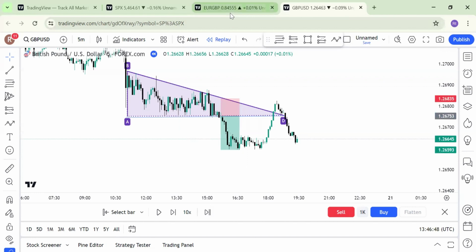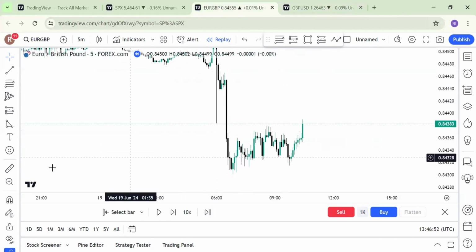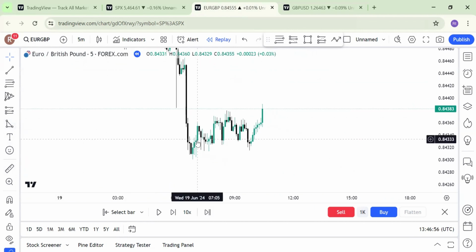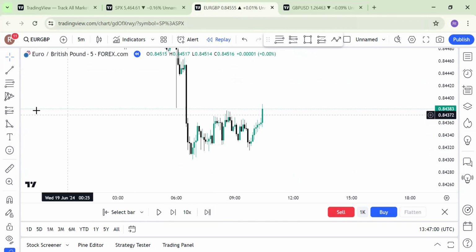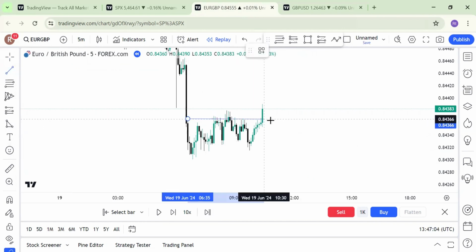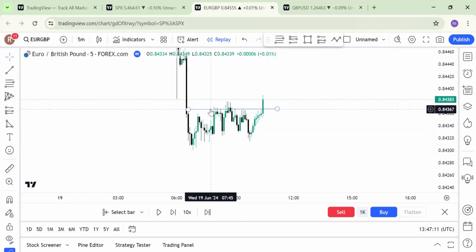So we are going to check also a perfect example of an ascending triangle right now. Ascending triangle. We all know what an ascending triangle looks like. All you have to do is to make sure that you draw your resistance line. This is my resistance line.